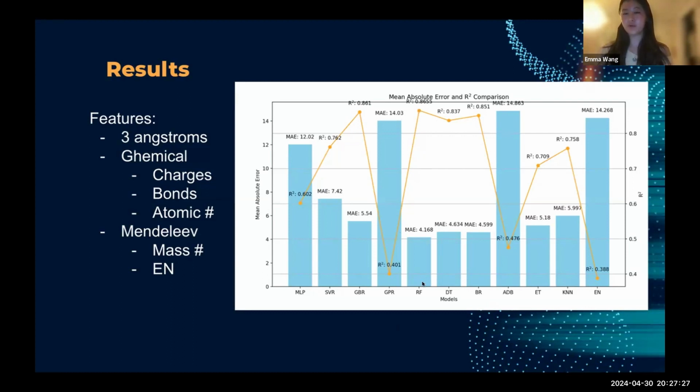Currently, random forest, decision tree, BR, and GBR are doing the best so far, with ADB at a very high MAE of almost 15, and GPR doing the worst. Right now, we don't have concrete reasoning behind why certain models are doing better than others, but that is something that we're working towards in the future.